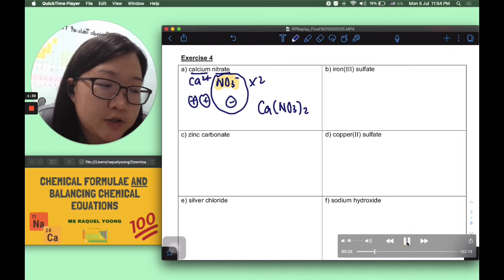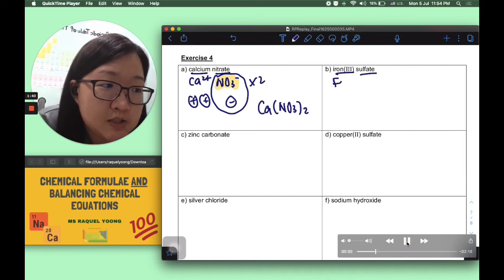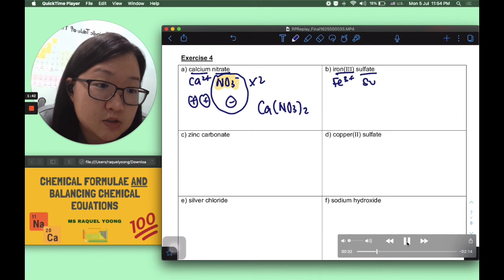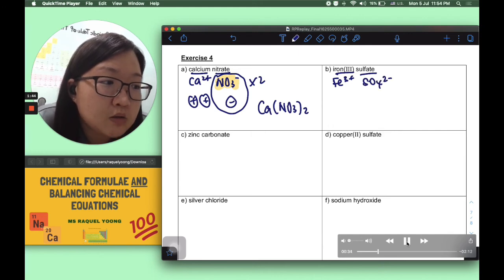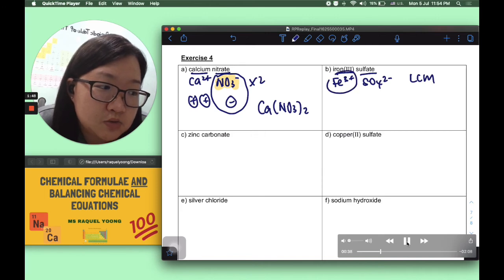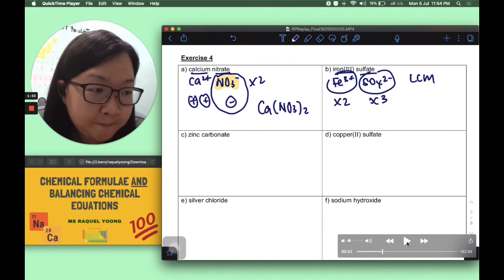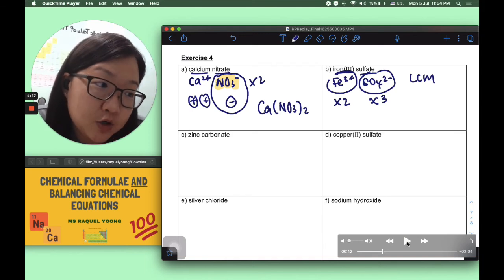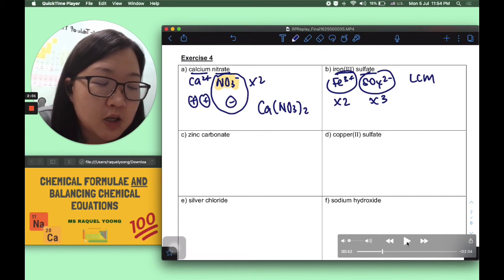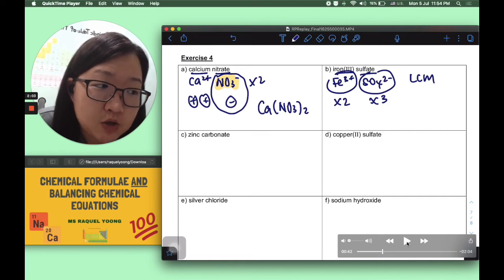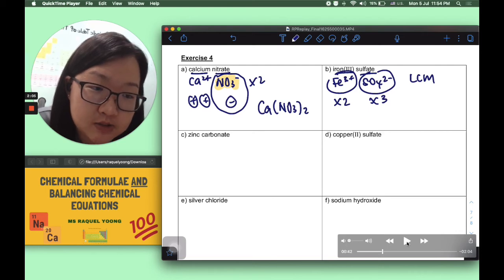Okay. Part B, iron 3. So it's Fe3 plus, and then sulfate is SO4 2 minus, polyatomic again. Right. So over here we see 3 and 2, right? So these two are the magical numbers, so we know that we need to arrive at the lowest common multiple, which is 6. So if you look at the cation, 3 plus, you need to multiply by 2 to get 6 plus. Whereas for your anion, you need to multiply by 3 to get 6 minus.